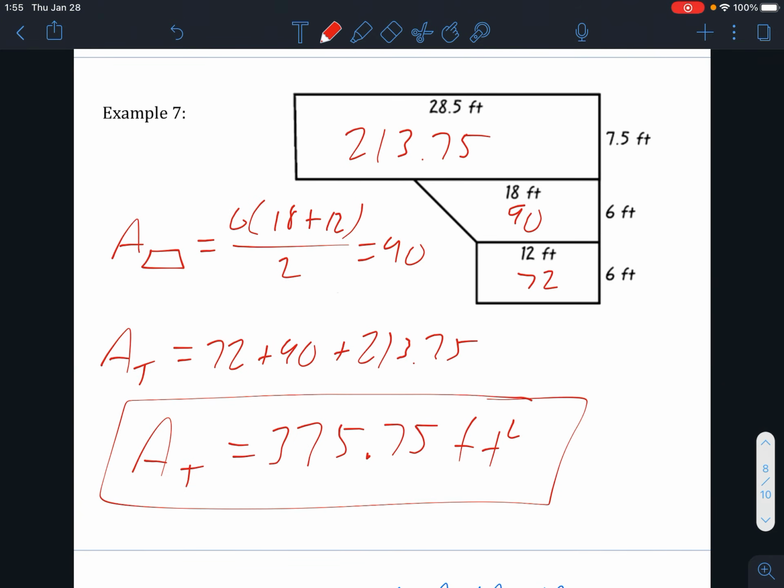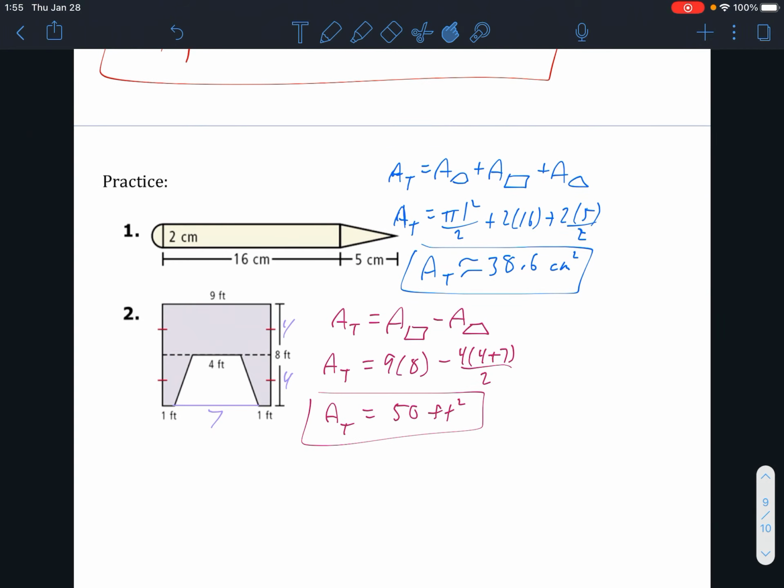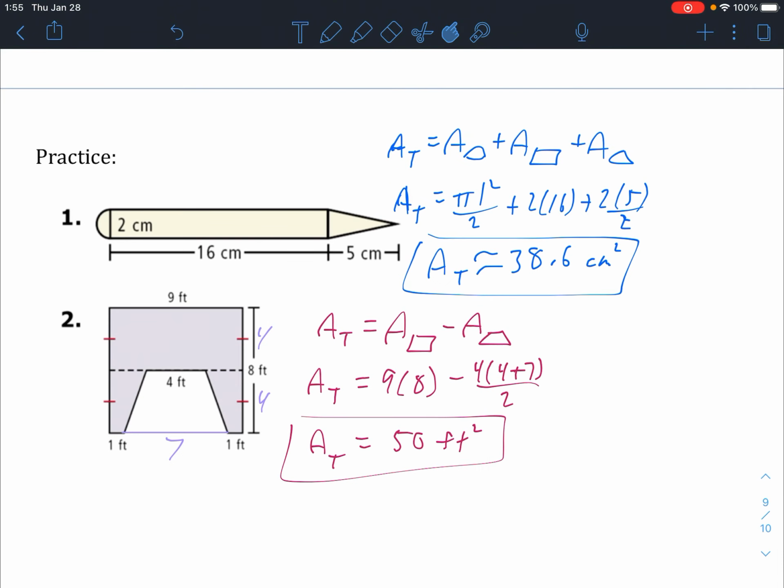Okay, before we go to the next slide is practice. So pause the video here, try the next slide on your own. And when you're done, come back, unpause the video to check your answers. Okay, here's your answers on the 2 practice problems.